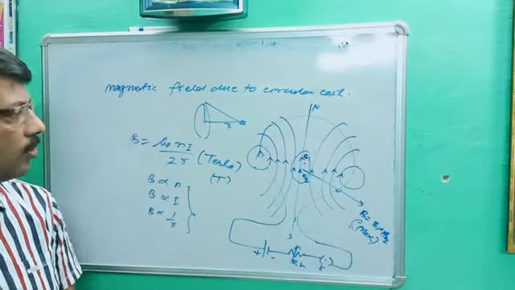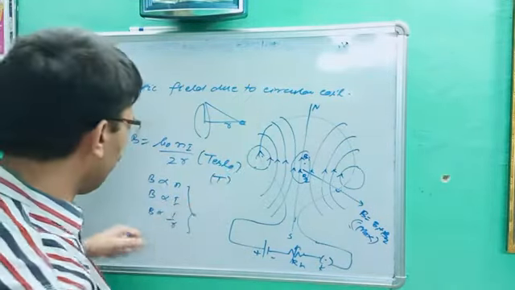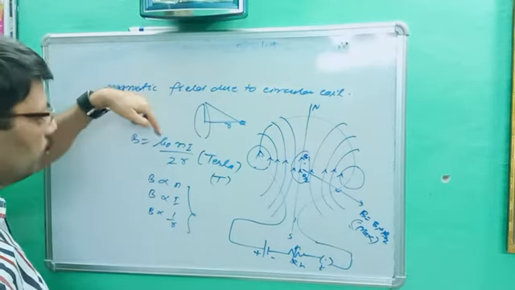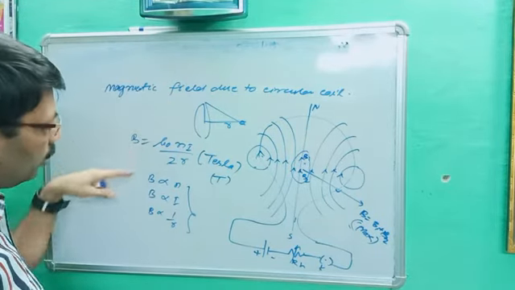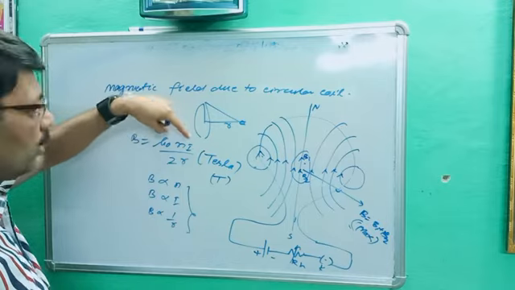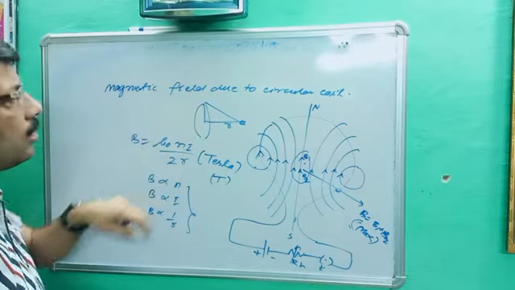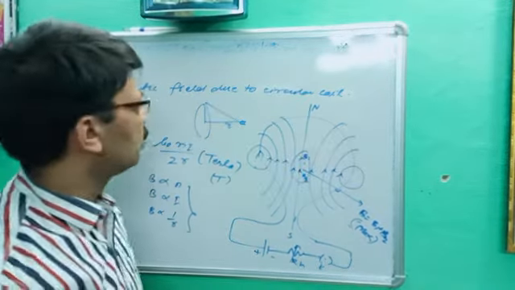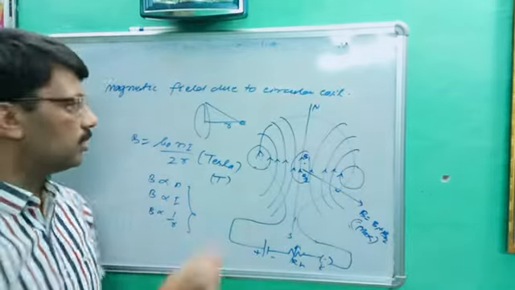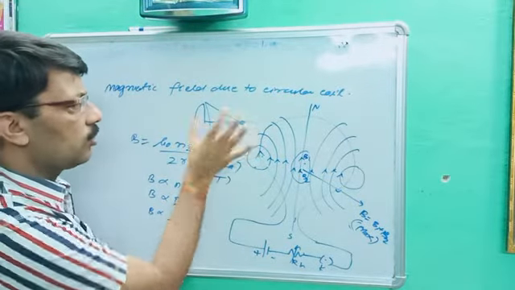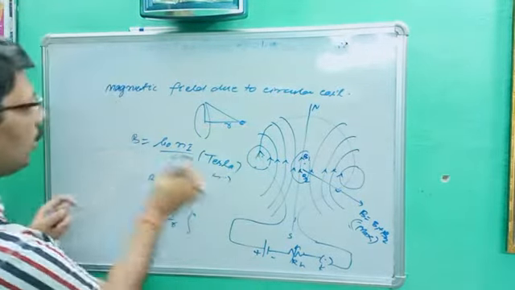So this is all about the magnetic field due to a circular coil, and the formula is very clear. B is equal to mu naught N I upon 2R, where N is the number of turns, I is the current, and R is the distance from the center to the axial point. This is called the axial point. This distance is R. Okay. So this is all about this one.